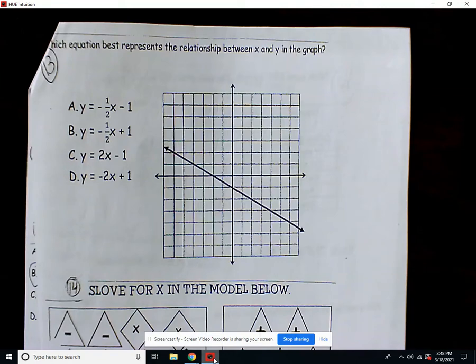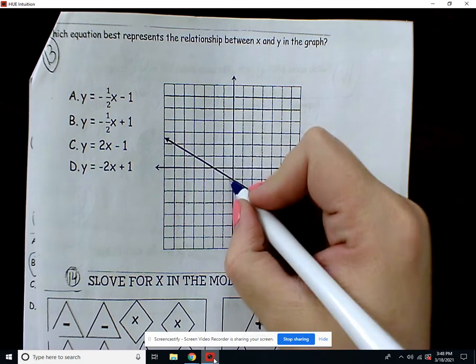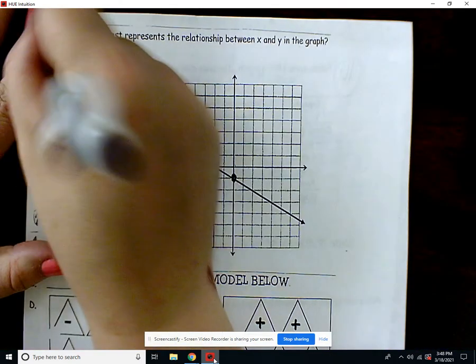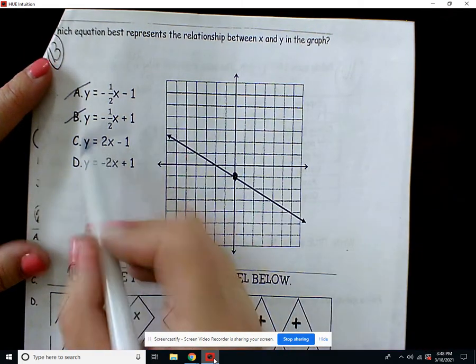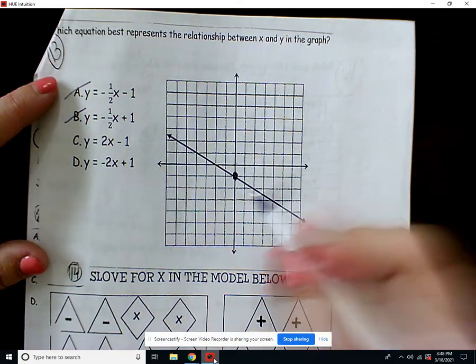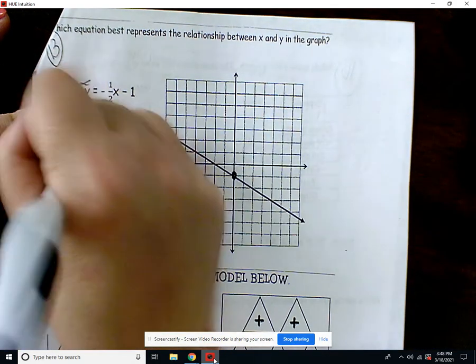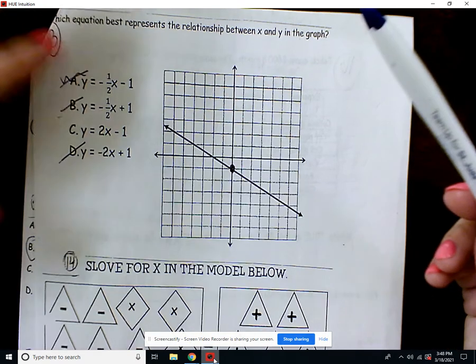For the last part of our review, which equation best represents the relationship between x and y? Again, we start at the center and we're finding the equation, so we go straight down to our dot, which is -1, so we're going to get rid of A and B. Oops, sorry, I've marked out the wrong ones. Not A, D. I didn't even look. I thought they both had a -1. All right, so we have A and C left.